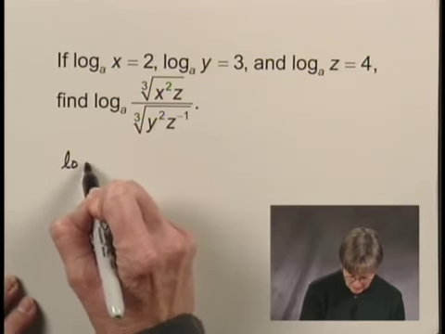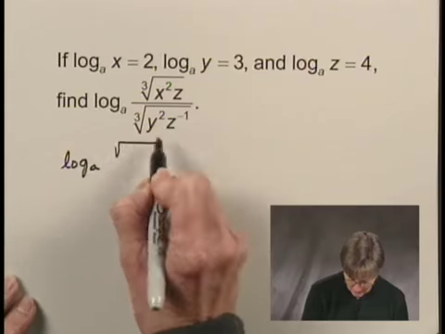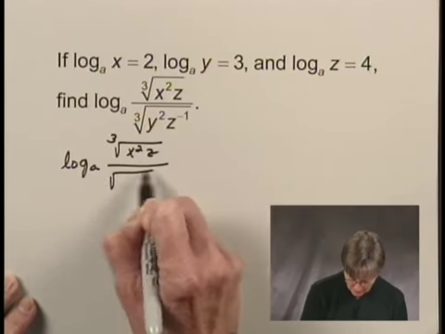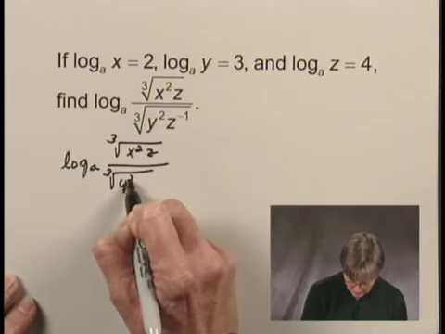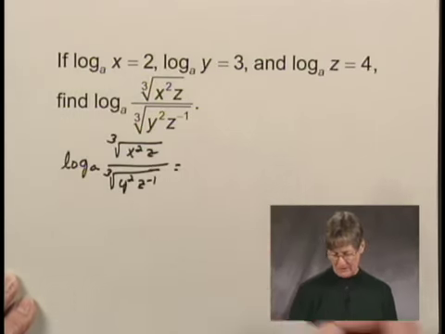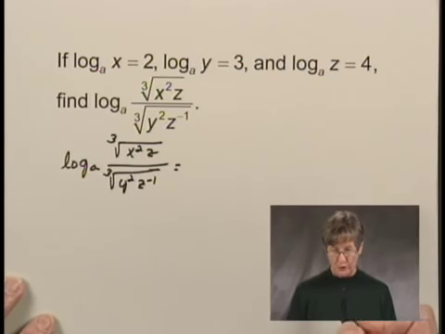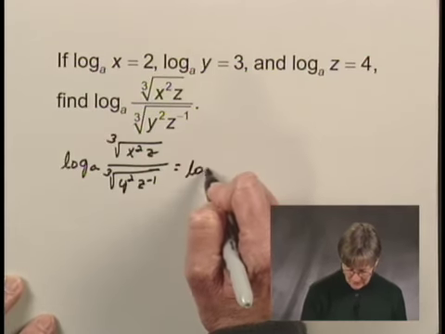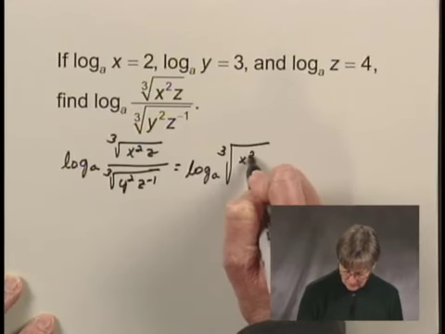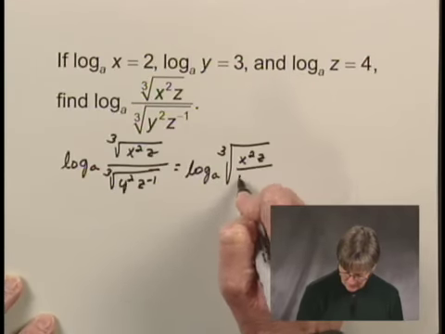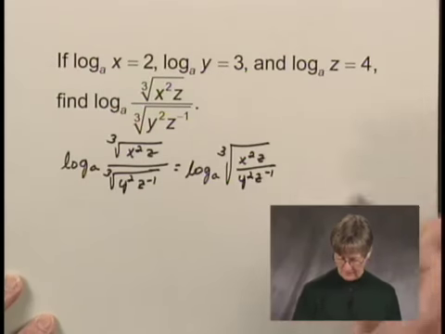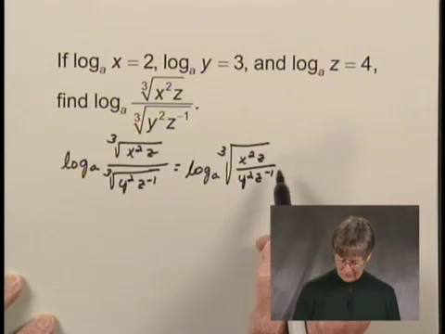We'll rewrite the expression, the log base a of the cube root of x squared z over the cube root of y squared times z to the negative 1 power. And first I'm going to write this quotient of cube roots as the cube root of a quotient. So I'll write the log base a of the cube root of x squared z over y squared times z to the negative 1 power. And now let's just simplify underneath this radical sign.